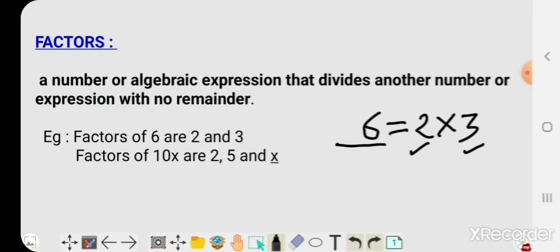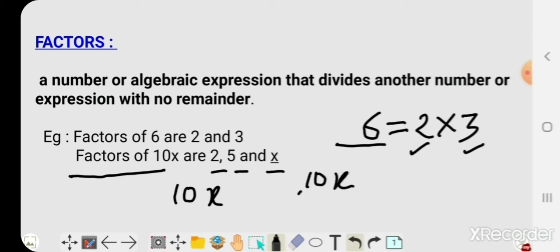Now let's take another example. Factors of an expression 10x are 2, 5 and x. Means 10x can be divided completely by 2, by 5 and by x, so that there will not remain any remainder. Let's divide. 10x divided by 2 will give 5x. Yes? So nothing is remaining here.